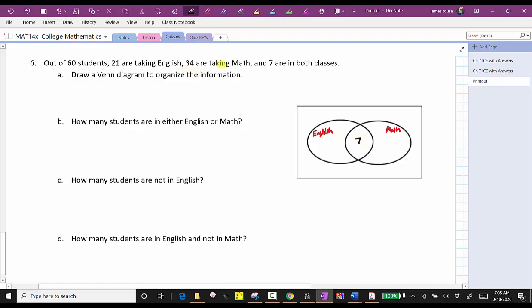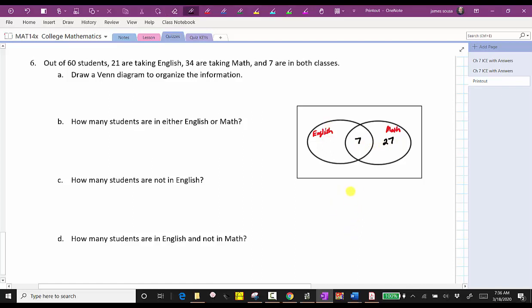Next, we know there are 34 students taking math, so there must be 34 students in the set of math. There's already 7 students here, and since 34 minus 7 is equal to 27, there must be 27 students in this set here that are only taking math. Notice there are 27 plus 7, or 34 students taking math. It's just 7 of the 34 are also taking English.